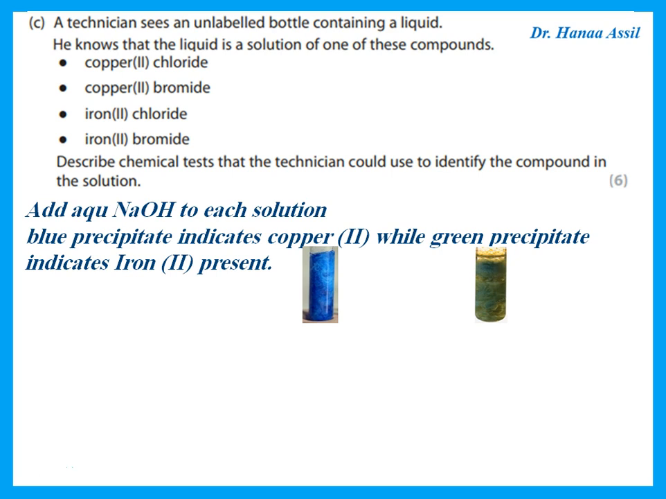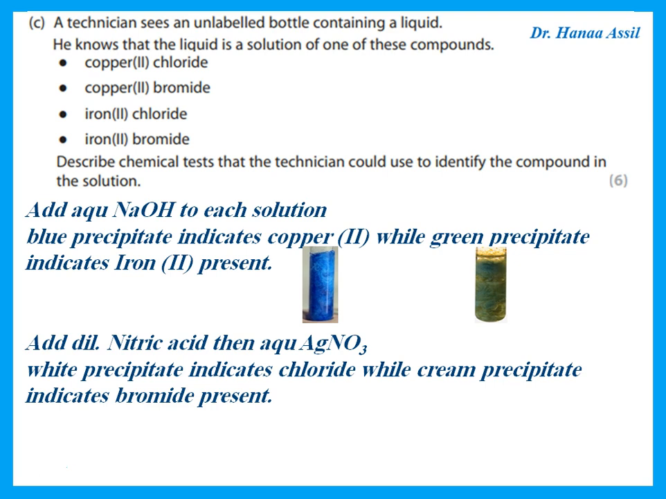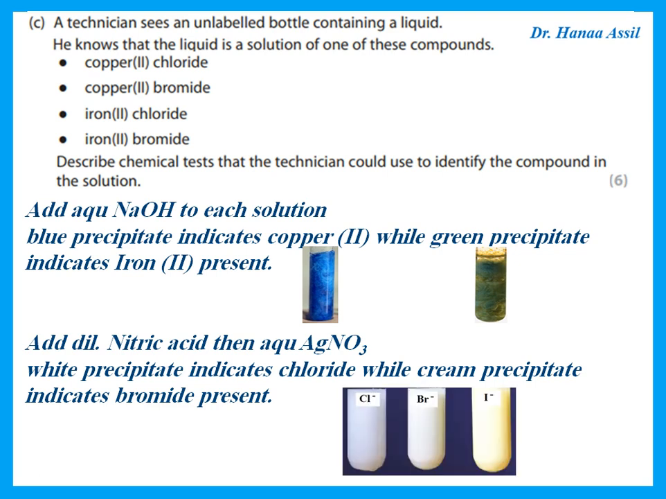So once we have decided is it copper or iron, we need to decide whether it's chloride or bromide. So to test for that, we have dilute nitric acid, aqueous silver nitrate. We said if we add these 2 halides, a white precipitate indicates chloride, cream precipitate indicates bromide. So remember that silver nitrate, chloride gives white precipitate, bromide cream precipitate, and iodide yellow precipitate.